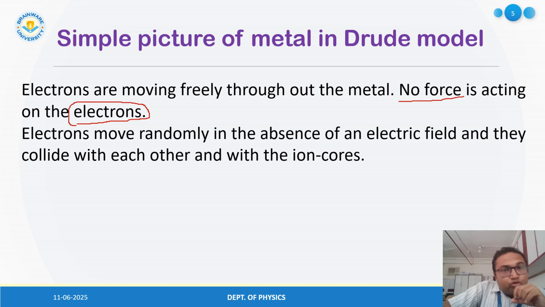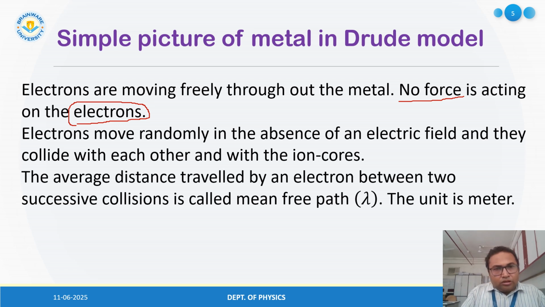Now, electrons move randomly in the absence of an electric field, and they collide with each other and with ions. So that is what is going to happen, because if electrons are moving everywhere randomly, then they will collide with each other, or collide with those fixed ions. The average distance traveled by an electron between two successive collisions is called mean free path. So what is mean free path? This time we should remember.